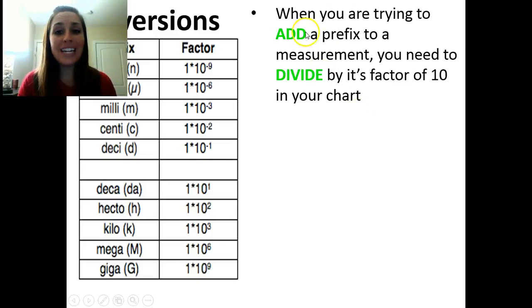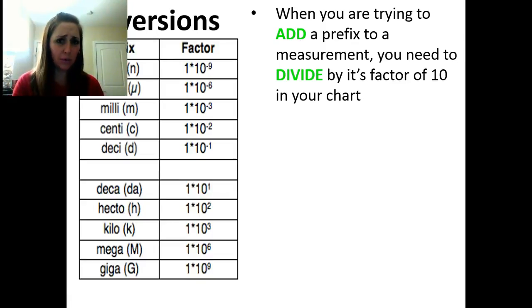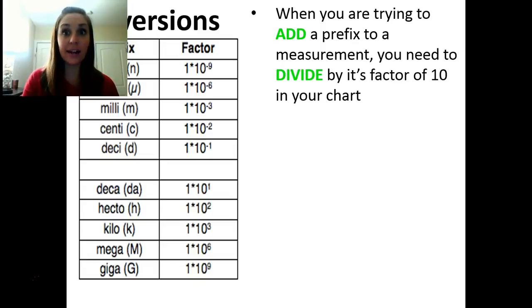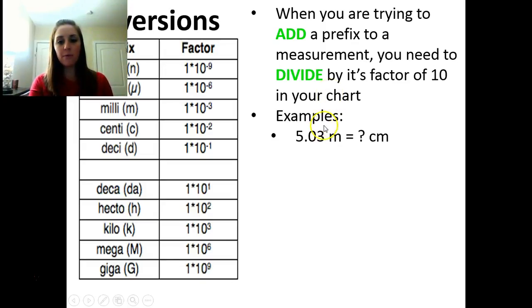All right, when you are trying to add a prefix, if you're going from a base unit that has only one part, so maybe it's grams, maybe it's seconds, maybe it's liters, but there's just one part to it, and you're trying to add the prefix, so add a centi, add a deca, add a kilo, then you need to divide by the base 10, and you're going to see that in your chart. So for example, if we have 5.03 meters, and we're trying to get it to centimeters, first write what you have, 5.03 meters, and then you're going to do your little crisscross here.